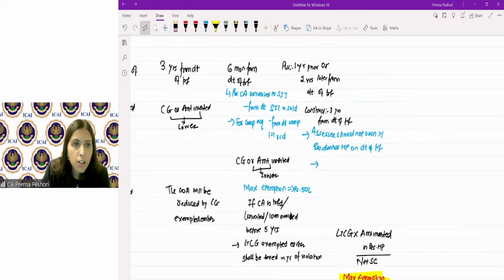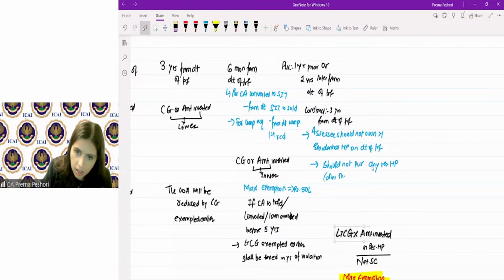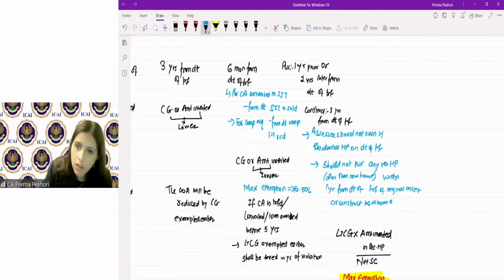The assessee shall not purchase any residential house other than the new house within 1 year from date of transfer of original asset or construct new house, or construct any house property within 2 years from the date of transfer. Sorry, within 3 years from the date of transfer.